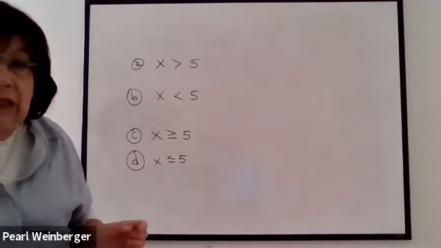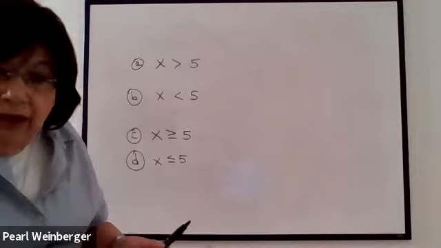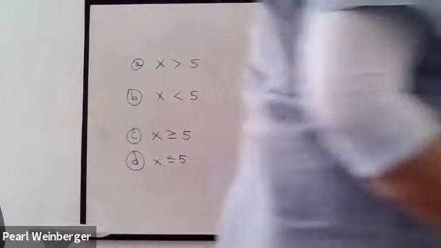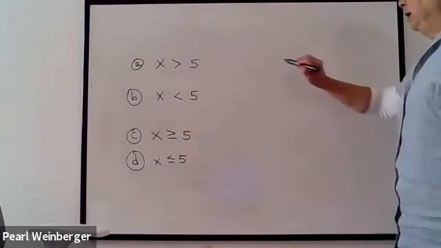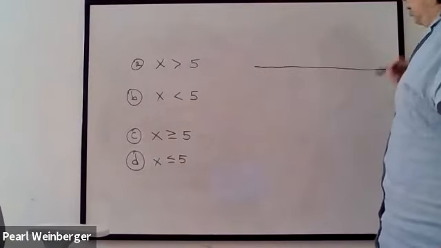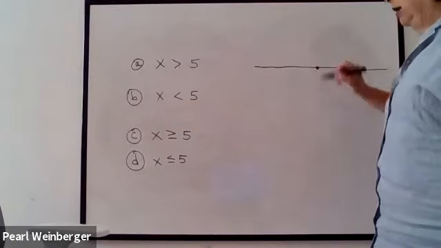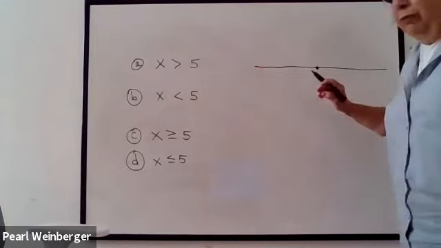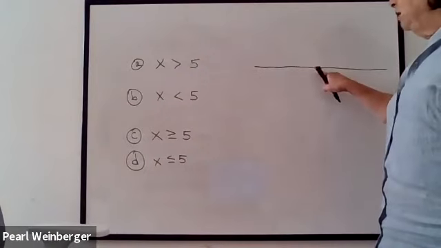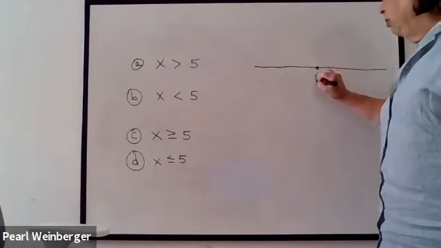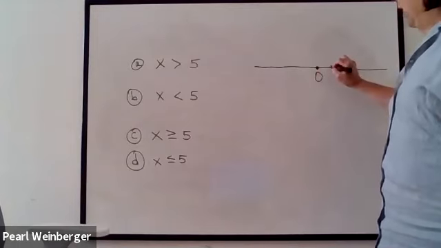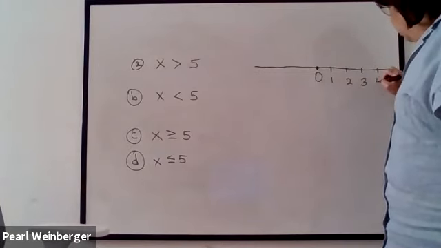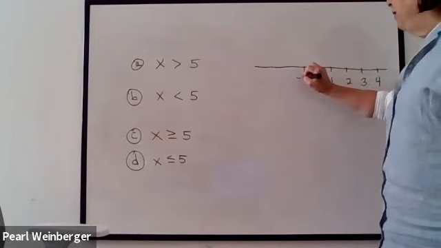I think it's easiest to illustrate this if we put it on a number line. Let's look at what a number line looks like. A number line is just a straight line. It could be horizontal, it could be vertical, but usually when we talk about a number line, we talk about horizontal. We pick some arbitrary point towards the middle and call it the 0 point. As we go to the right, we have positive numbers. As we go to the left, we have the negative numbers.